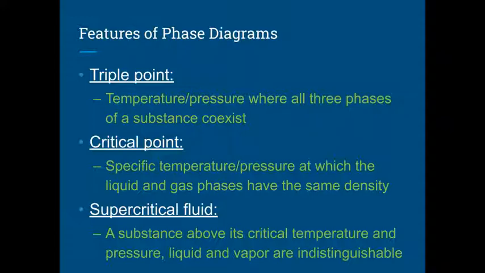Some features of phase diagrams. The triple point is the temperature and pressure where all three phases of a substance coexist. The critical point is a specific temperature and pressure at which the liquid and gas phases have the same density. And the supercritical fluid is a substance above its critical temperature and pressure. Liquid and vapor are indistinguishable.